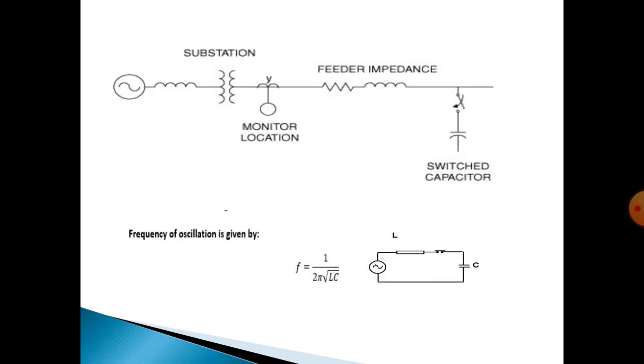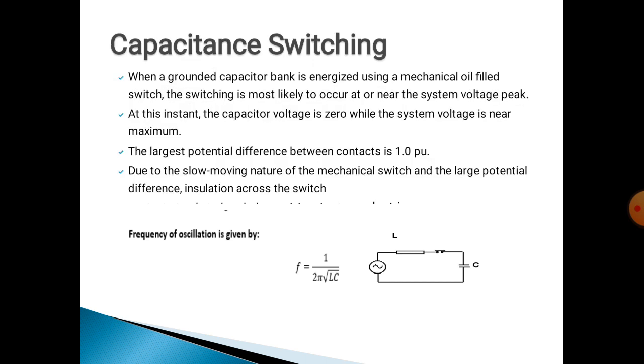This is a single line diagram of capacitance switching. The capacitance is connected in series with the electric switch, and the next diagram denotes the normal circuit diagram of capacitance switching. We have a supply voltage V, where L is the inductance and C is the capacitor bank. In this circuit we calculate the frequency of oscillation: f is equal to 1 by 2 pi square root of LC.